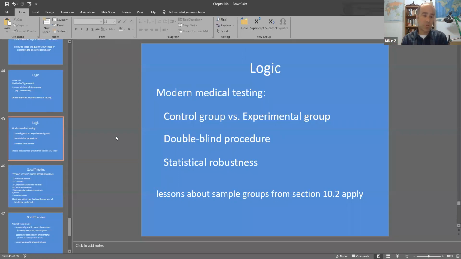If the people in the control group know that they didn't get the medication, well, that knowledge itself is a difference between the control group and the experimental group. And you don't want that knowledge to be playing a role.